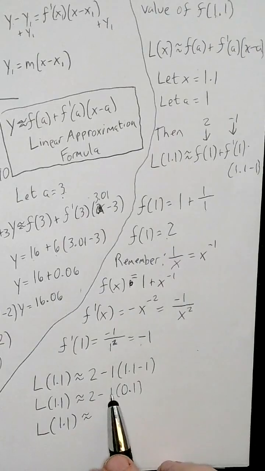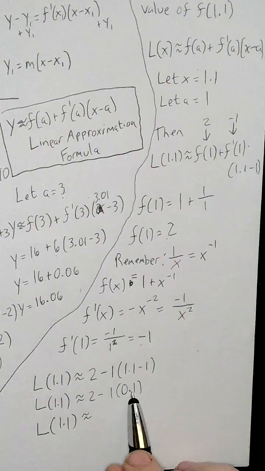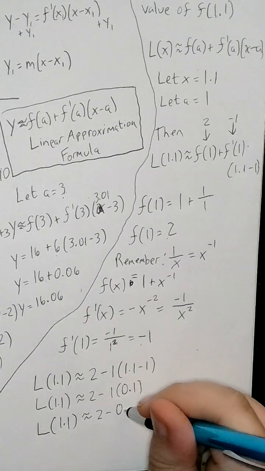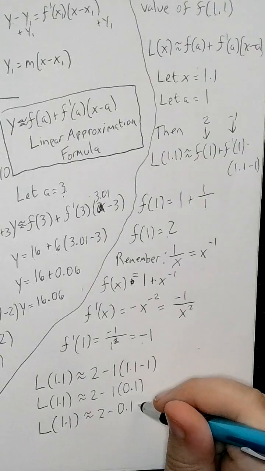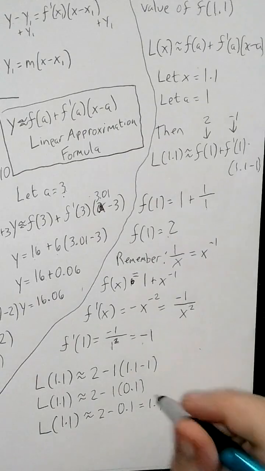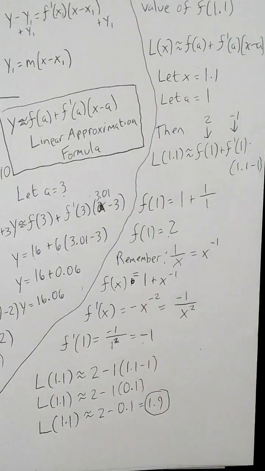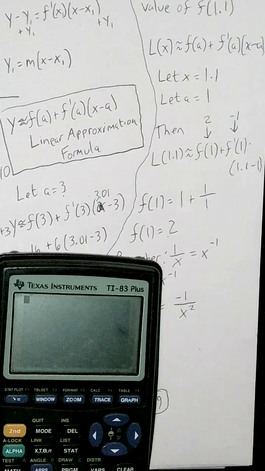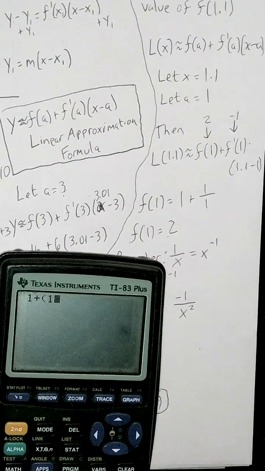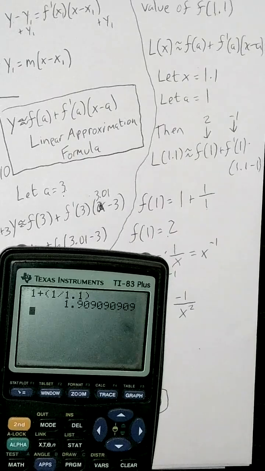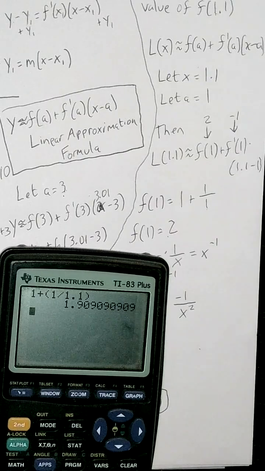Right, prime. -1 times 0.1 is going to be -0.1. So 2 minus 0.1 is going to be 1.9. That's right. That's it. Now, let's plug in 1.1 and see what I get. So I have 1 plus 1 over 1.1. And we get 1.90909090 dot dot dot.